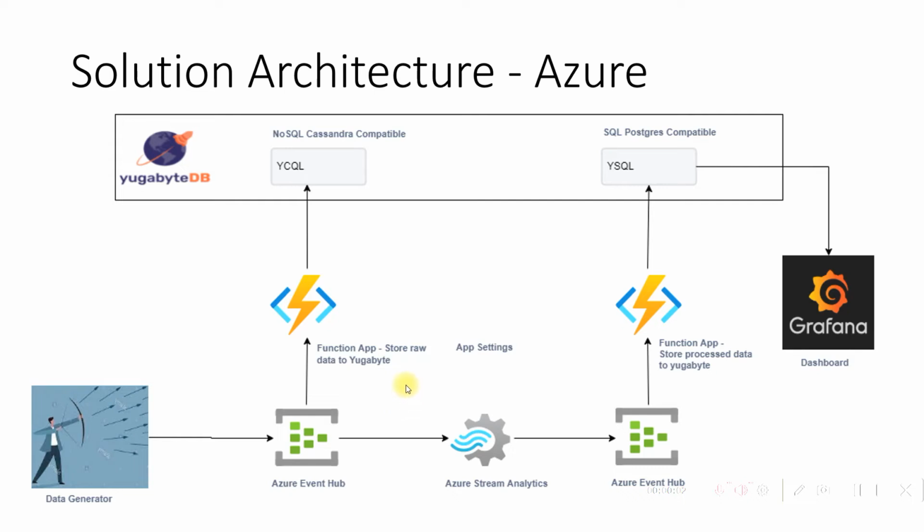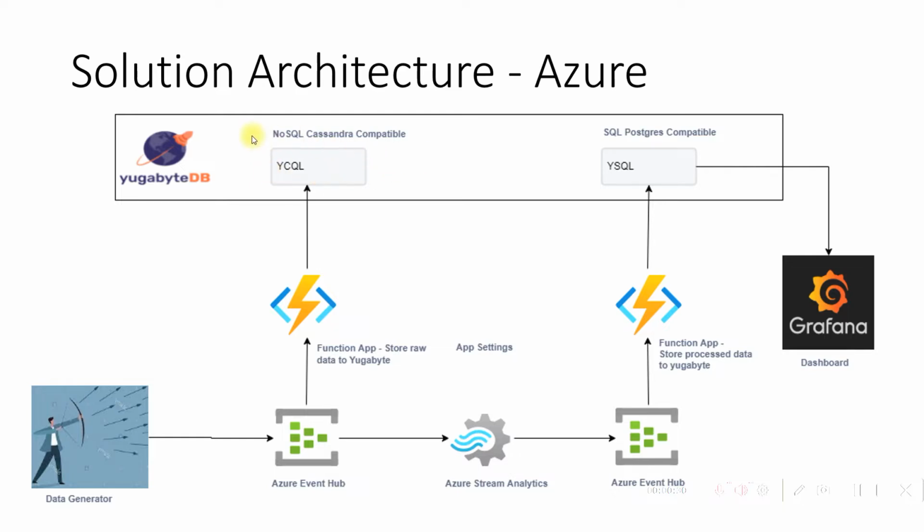In this video, we look at a retail store analytics solution using Azure Stream Analytics and a Yugabyte database. The data generator sends data, which is captured by Azure Event Hub, which is then captured by the cloud Azure function app, and which then sends it to the Cassandra side of Yugabyte database.